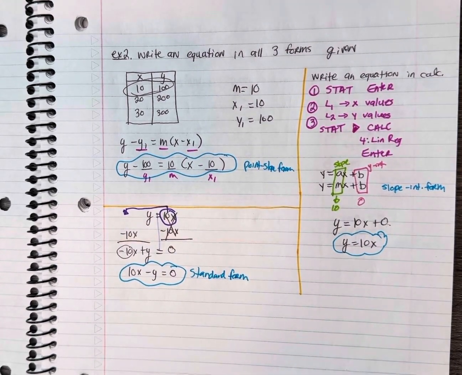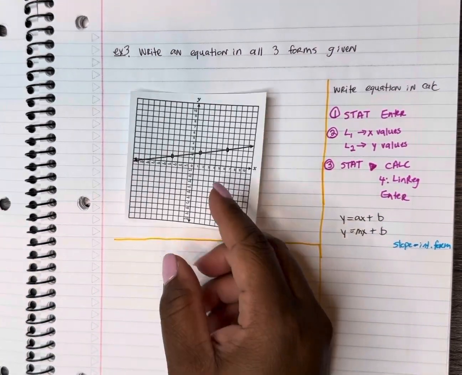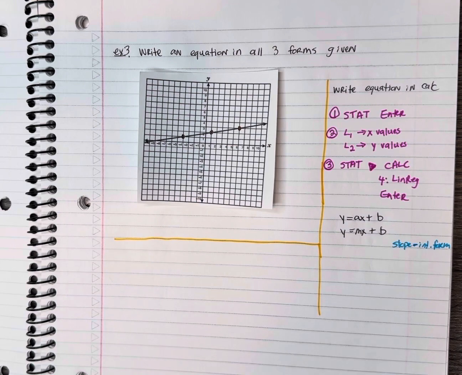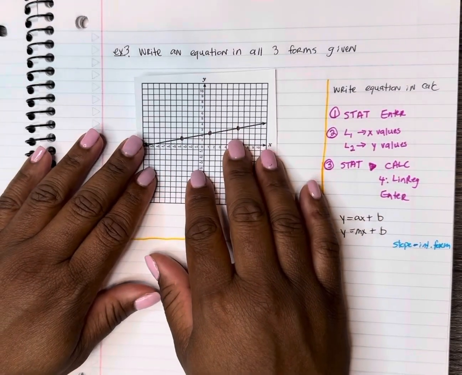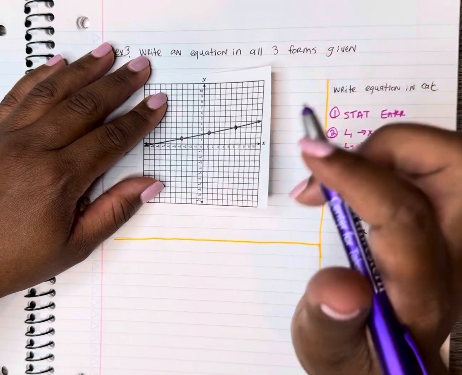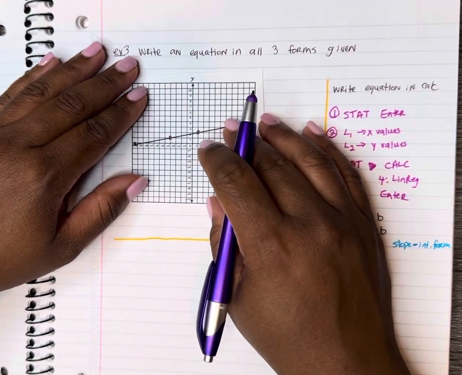One more. Now, how do we write an equation in all three forms given a graph? Well, here we go. We're going to use the same method. We're going to choose 2 points from the graph, and then we're going to put it in the calculator to come up with our slope-intercept form. So let's say we have this graph. I already pre-chose some points. So I chose this point, and this point. All right, and here are the points.